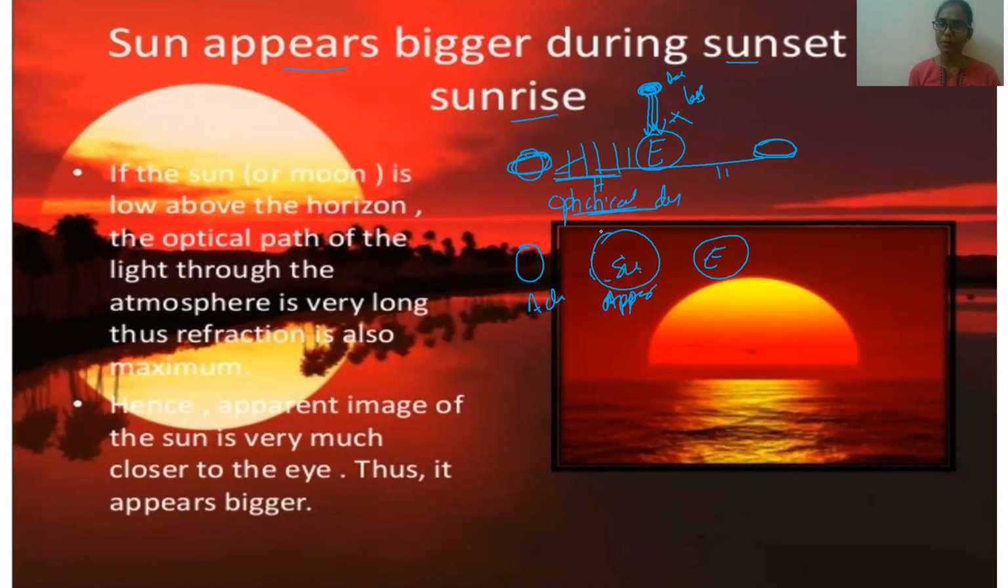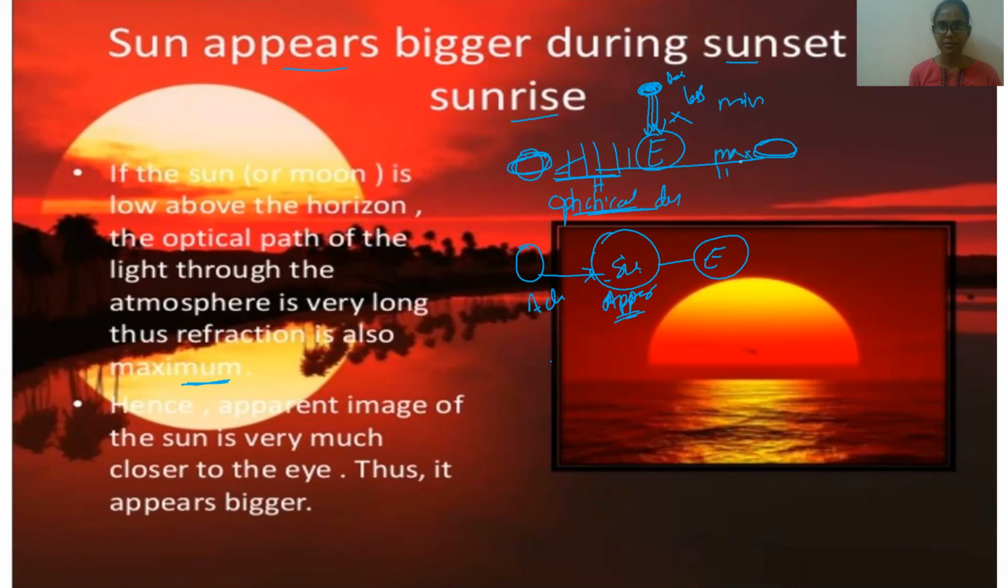We need to cover more optical medium, so the apparent distance from the Earth is very small. That is why we can see a bigger size in the evening and morning times. If the sun or the moon is low above the horizon, the optical path of the light through the atmosphere is very long. Thus, refraction is maximum here, and at the zenith it is minimum.